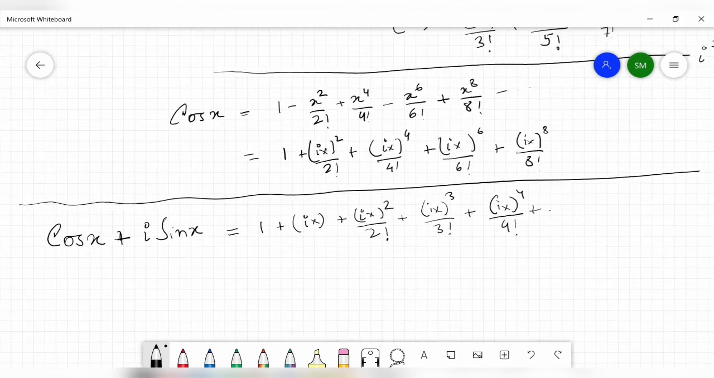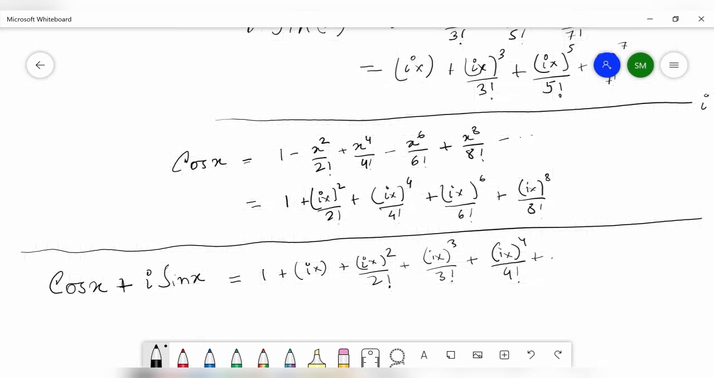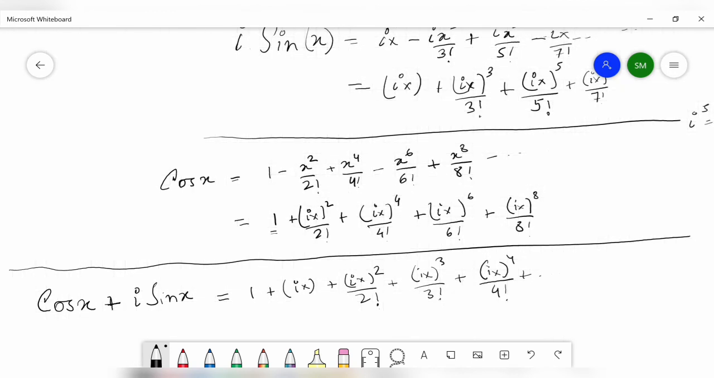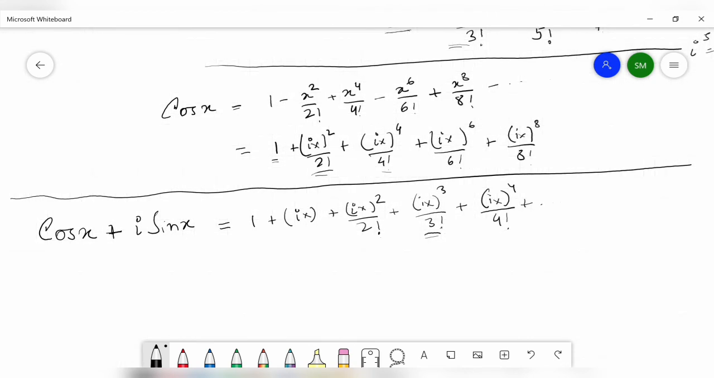So if you just see, the first term is from the cos x expansion formula here, then the second term is from the sin x formula. Here you got ix, then (ix) squared by 2 factorial, again from cos x, then again from sin x, i sin x, again from cos x. So once you add these two up, cos x and i sin x, you get a full formula like this, right? 1 plus ix plus, and so on. And now this looks familiar, right?